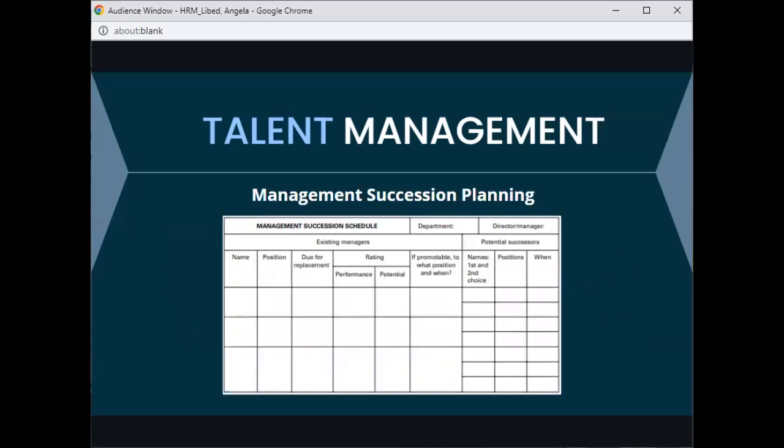Then ito naman yung management succession schedule. So kapag merong mga nagre-resign, dapat nakahanda na yung mga kung sino yung mga papalit. And kung galing din siya sa internal na promote siya to what position and when. And so ito yung parang sample form na ginagamit.